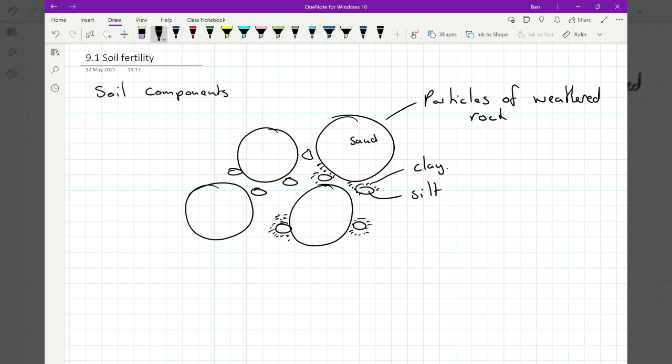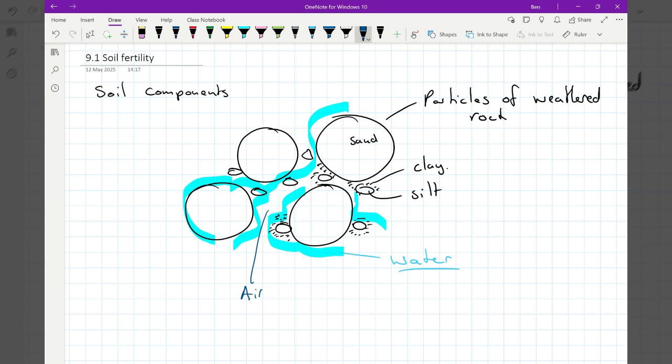We then also have things like water, attached or around our particles. That's very important. We've got air gaps within this, and we've got dead organic matter floating around in there as well. So these are sort of blobs of black matter. That's our dead organic matter.